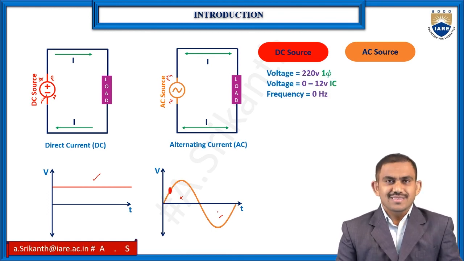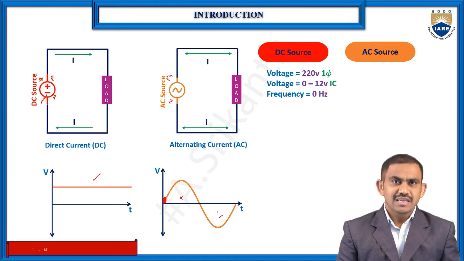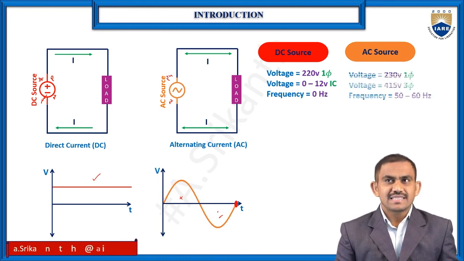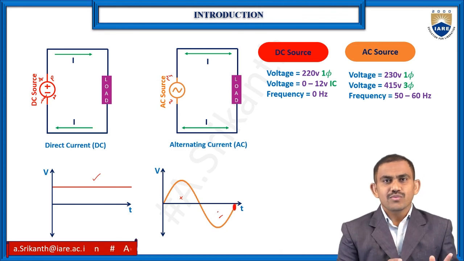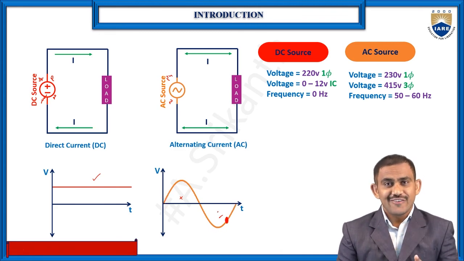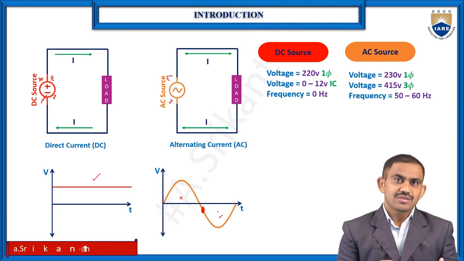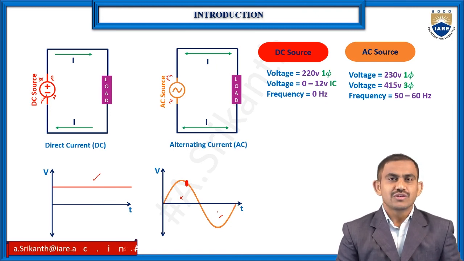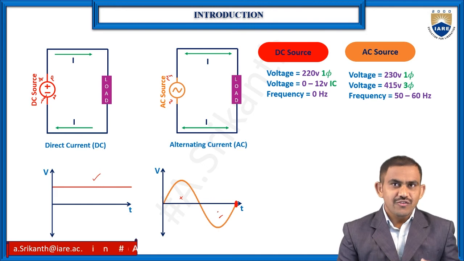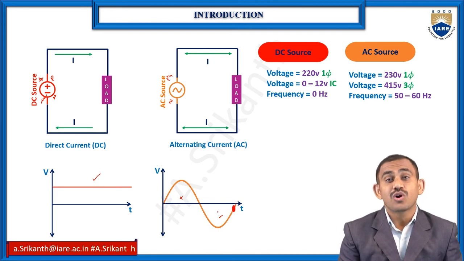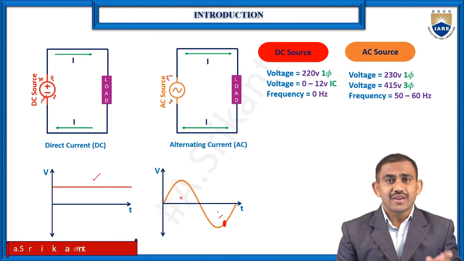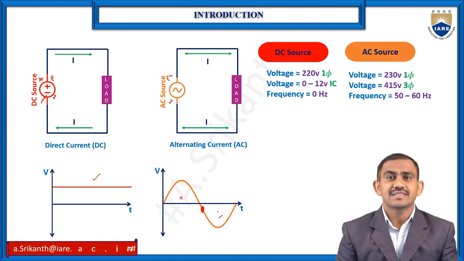And coming to voltages, what is the main difference for AC and DC voltages? In AC we have single phase as well as three phase. Coming to DC, we have only single, that is 220 volts. In AC we have single phase 230 volts and three phase 415 volts. Coming to frequency, the frequency for DC is 0. Just remember this. For AC we have 50 Hz to 60 Hz. In India, we have only 50 Hz.